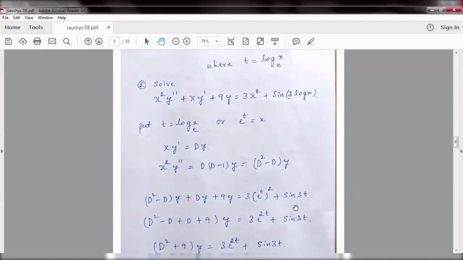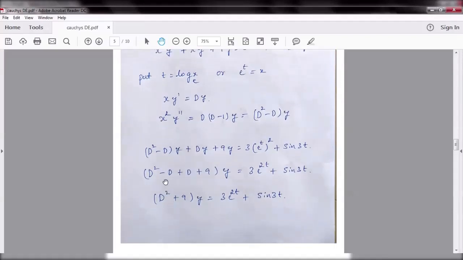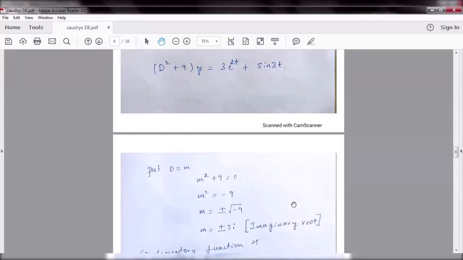Sin 3 log x becomes sin 3t, since log x is t. On the left hand side, plus d and minus d get cancelled. So we get (d square plus 9) y equals 3 e power 2t sin 3t. Now put d equals m. So the auxiliary equation will be m square plus 9 equals 0.